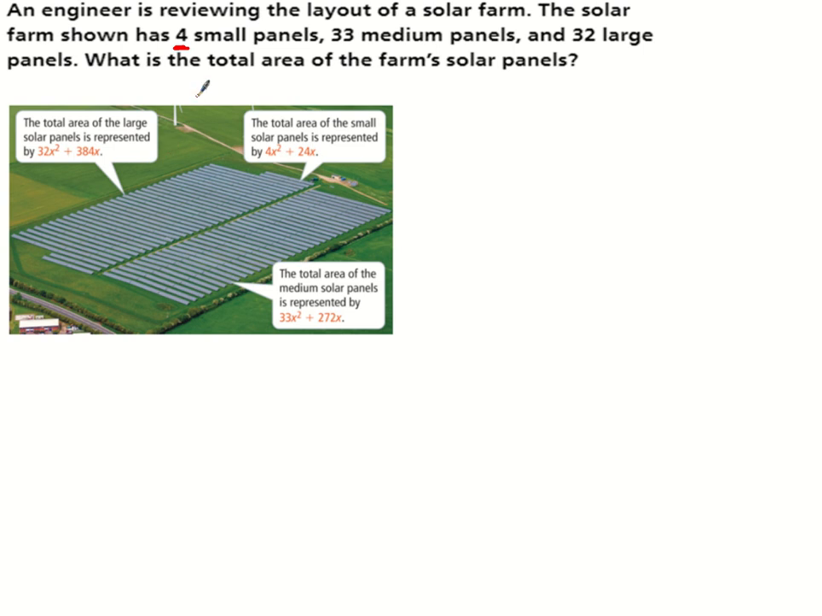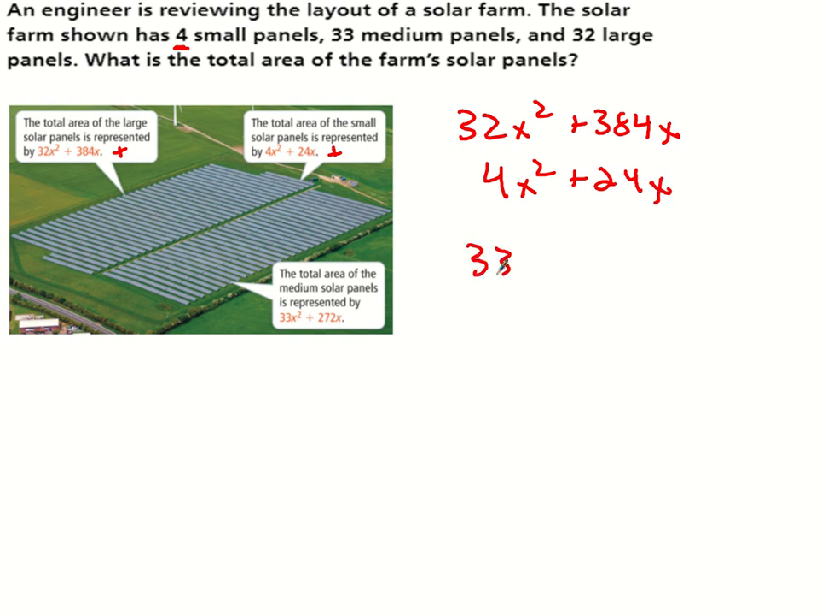So what I'm going to do, if I want to find the total area of the farmer's panels that we have out here, is I'm just going to add all 3 of these values together. So I have 32x squared plus 384x. I have 4x squared plus 24x. And then we have 33x squared plus 272x. And really, I'm just adding all of these together.